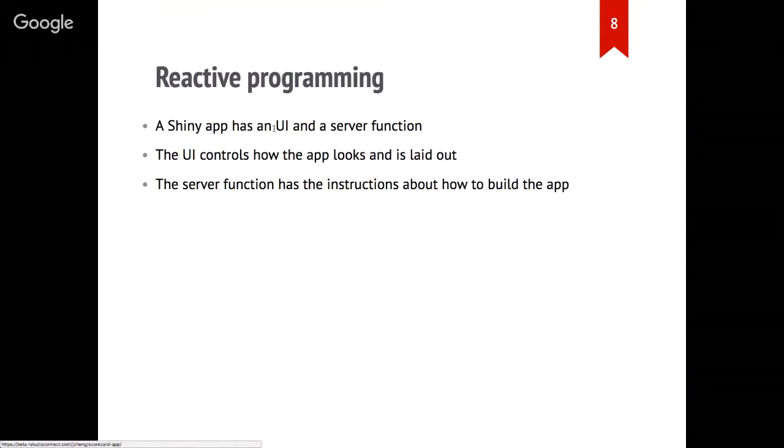So the UI is the part of the app that controls how the app is laid out, what it is going to look like, and the server function has the behind the scenes instructions about what calculations are going to be done and how we are going to go about building this app. And the way that these two things interact with each other is by passing back and forth reactive inputs and outputs.